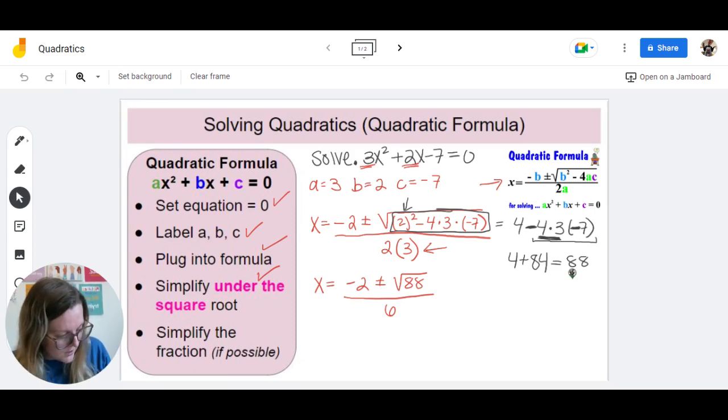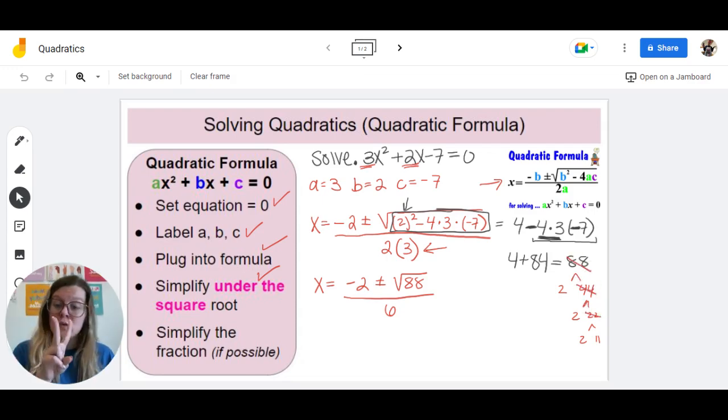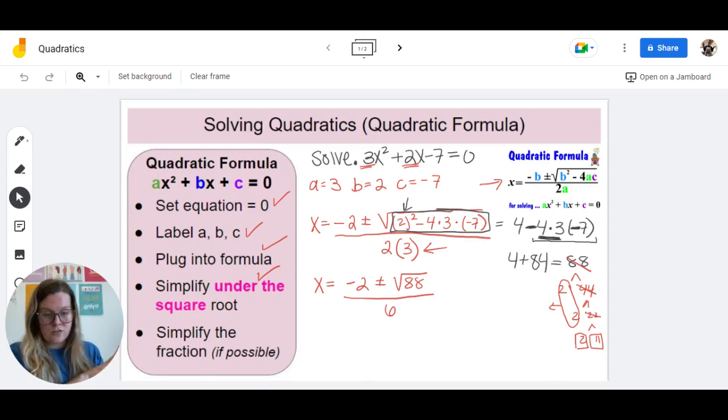So 88, I know I can break up into 2 times 44, 2 times 22, and 2 times 11, and I can't break down 11 anymore. So I'm going to cross off the numbers that I've already broken up, and now I'm looking for 2 of the same number that I could take out. Well, I see a group of 2s here, so I'm going to take those out, and then this 2 and this 11, they're lonely, they don't have any friends, so they have to stay underneath the radical.